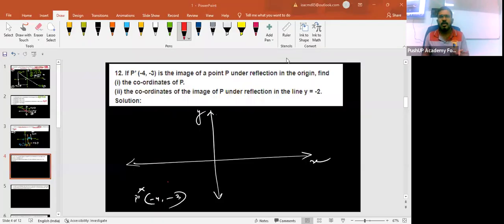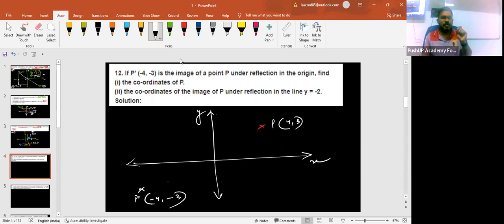If P dash minus 4, minus 3 is the image of a point P under reflection in the origin. All right. So children, you only tell me, through the origin, if you have to get P dash, from where would it have come? It would have got reflected from the first quadrant, isn't it? Because the first and the third quadrant are diagonally opposite to each other, right? So children, let me assume the point P is over here. And in the first quadrant, anyways, both are positive. So coordinates of P are 4, comma 3. Very good, children. So you all got 4, comma 3.